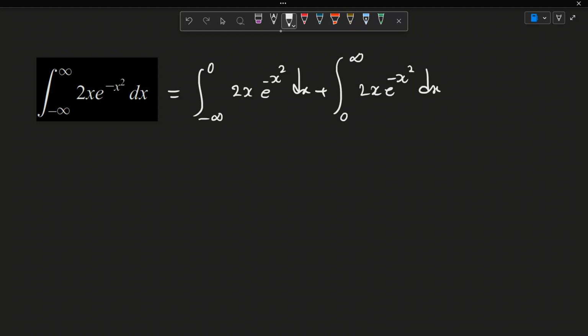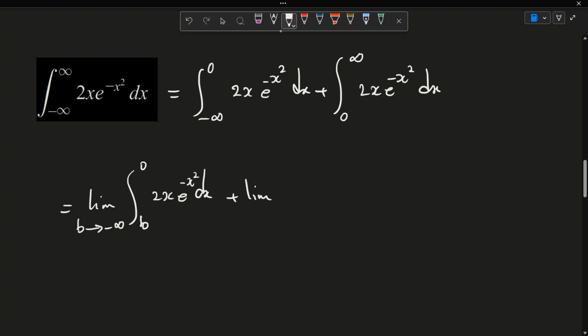Now we find them separately. The first one is the limit. This is the lower limit, then I write here b to 0 when b approaches minus infinity, and the other one is another limit. So these limits cannot cancel each other out. So we should have two finite values, and their sum is going to be finite. Otherwise, if one of them is infinite, then we don't need to find the other.